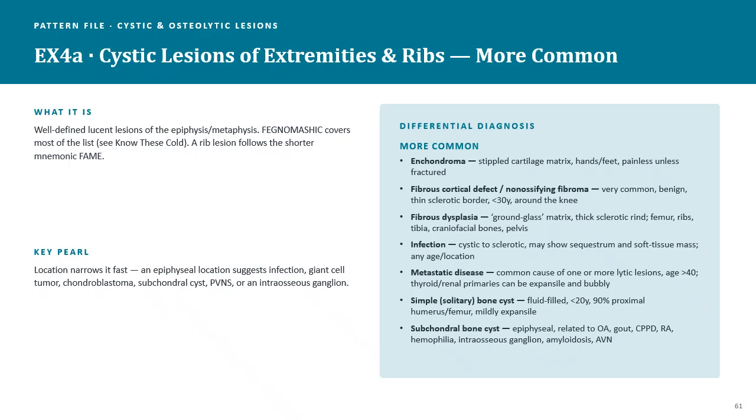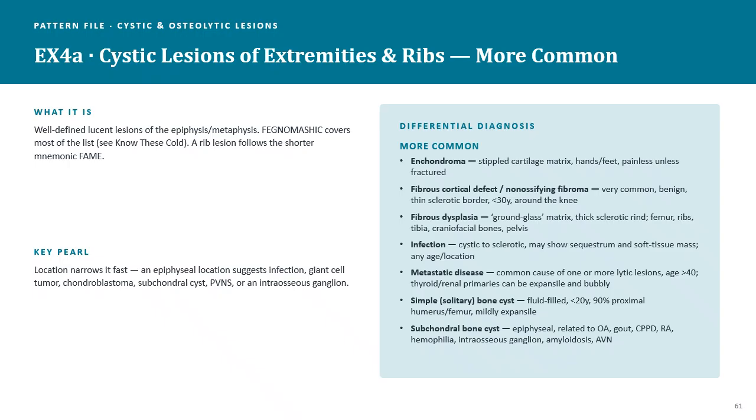Now, the first thing they're going to look at when they're looking at cystic lesions is the location, because where that lesion sits can help narrow down what the possibilities are for the patient's diagnosis. If that lesion is near the epiphysis or the end of the bone, they tend to gravitate more towards thinking of things like giant cell tumor or a subchondral cyst, even an infection, or chondroblastoma.